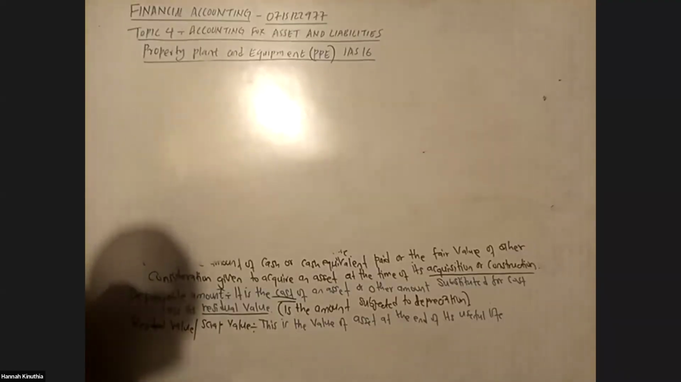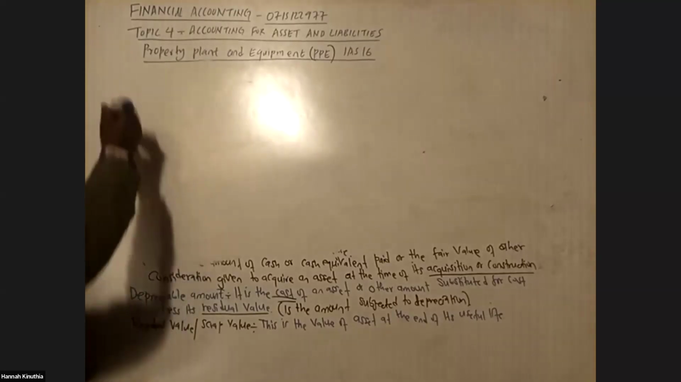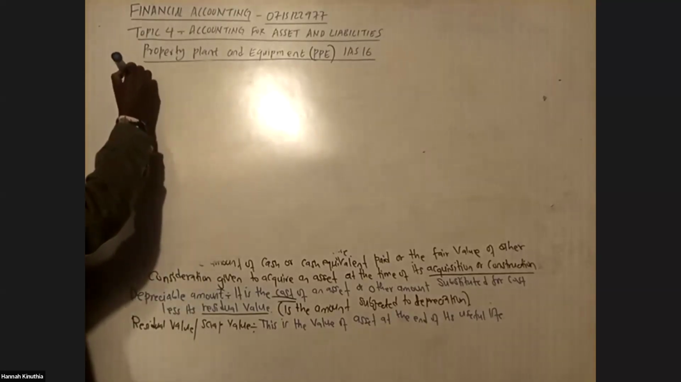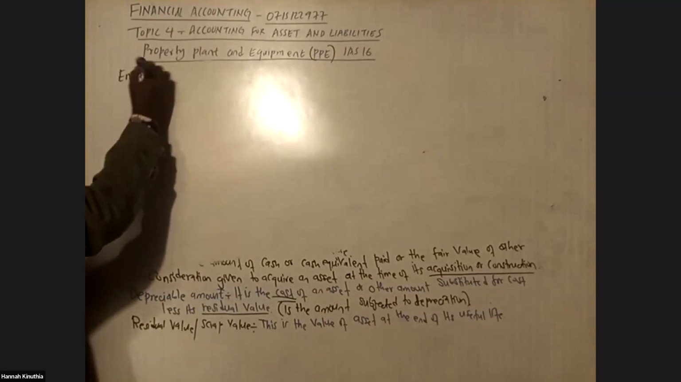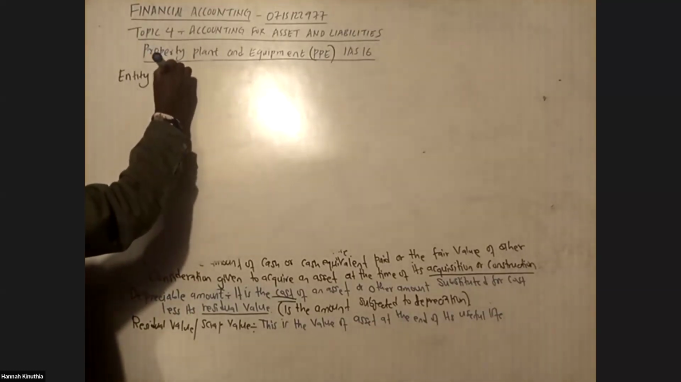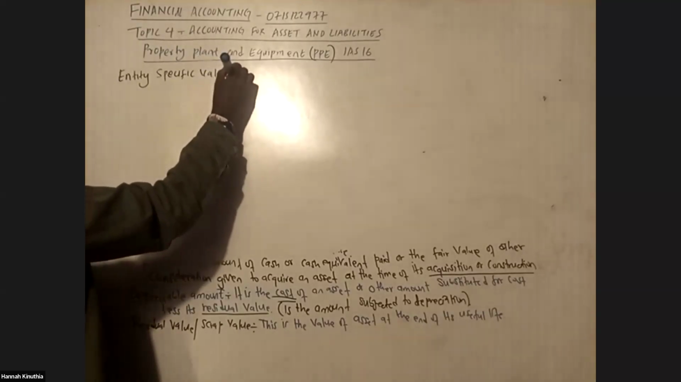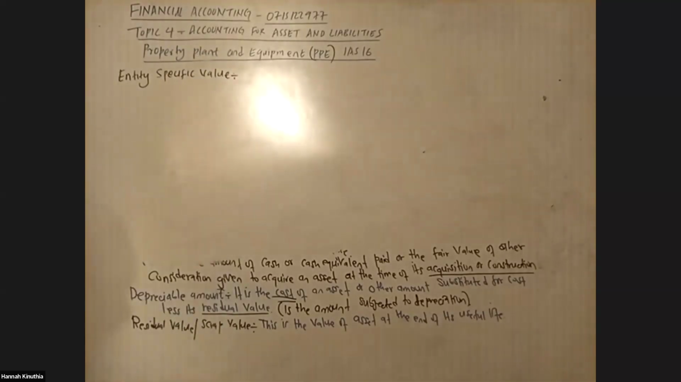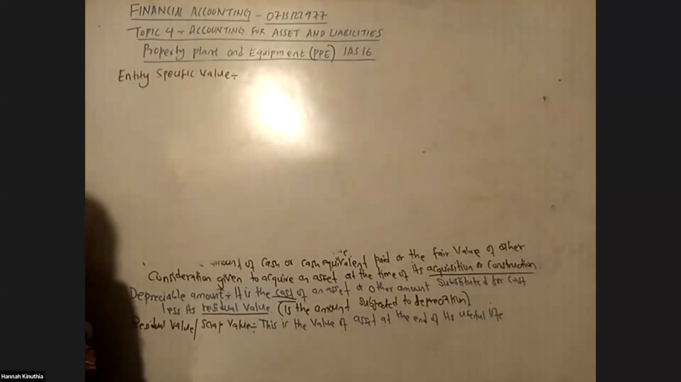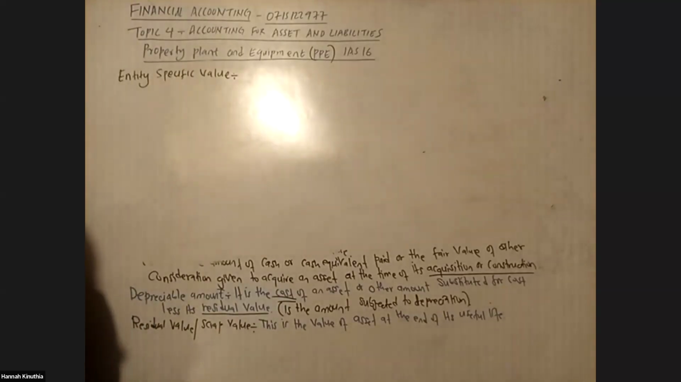So, entity specific value. What is entity specific value? It is the present value of the cash flow of an entity.